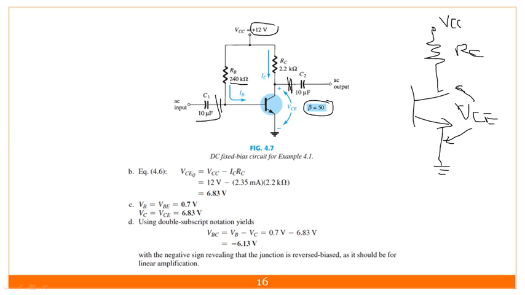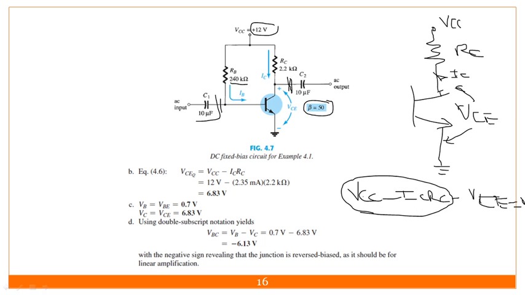What I have to do is apply KVL across this. The current flowing through this resistor is my IC. Applying KVL, VCC minus ICRC minus VCE equals 0. From this, if I calculate the value of VCE, I get VCC minus ICRC.